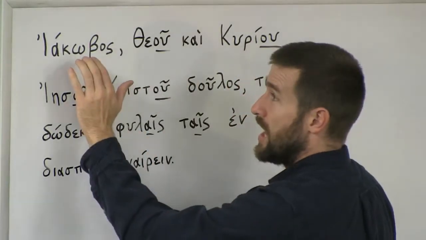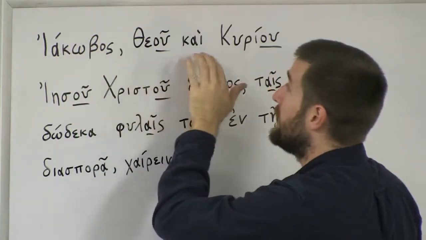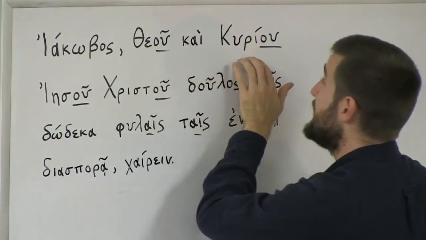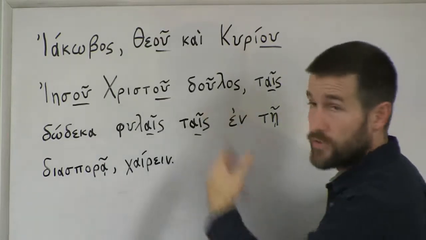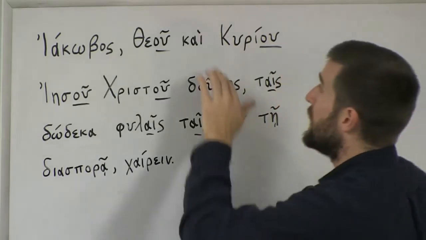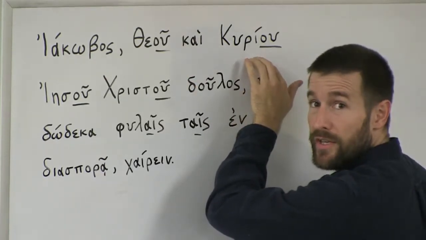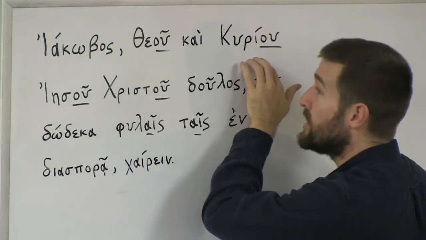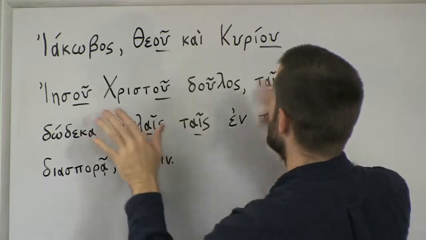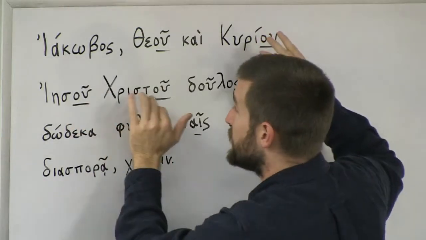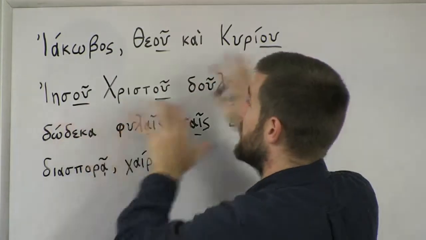So what this says is, Yakovos, James, theou, of God, ke means and, Kyriou means of Lord, in this case of the Lord, even though they don't use the word the same way we do in English. Kyrios is Lord, so in the genitive it becomes Kyriou, Isou Christou, Jesus Christ. So this is one unit here, Kyriou Isou Christou, of the Lord Jesus Christ. All in genitive because it's all one unit.